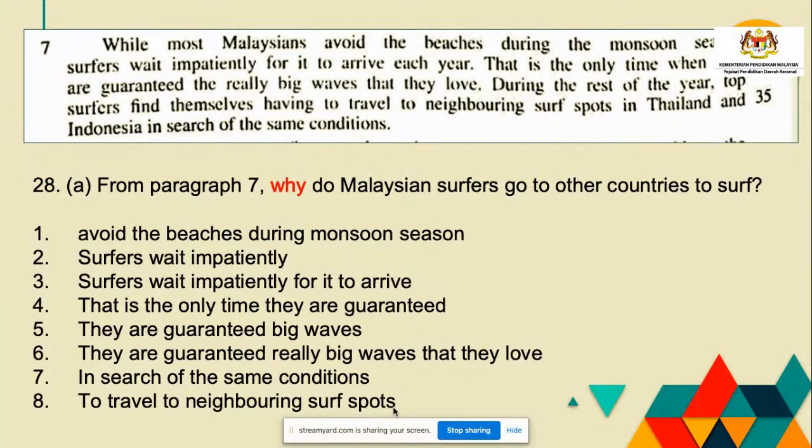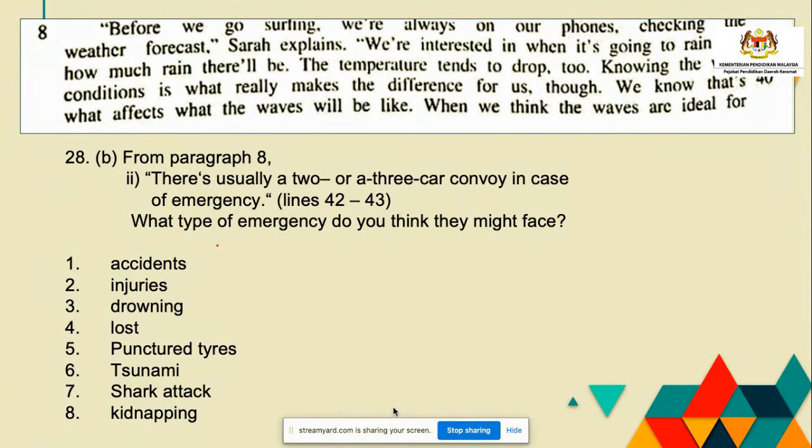Yang ni saya suka sangat tanda soalan ni hari tu. Okay, before we go surfing, we're always on our phones. Okay, before we go surfing, sebelum kami pergi meluncur, we are always on our phones. Kami sentiasa memegang handphone, melihat handphone. Okay, checking the weather forecast, melihat cuaca. Yelah nak pergi surfing, kena tahu hujan ke tak hujan kan. Kalau pergi-pergi, tiba-tiba hari hujan, sia-sia saja kan. So that's why they are always on phones and to check the weather forecast. Okay, Sarah explains.